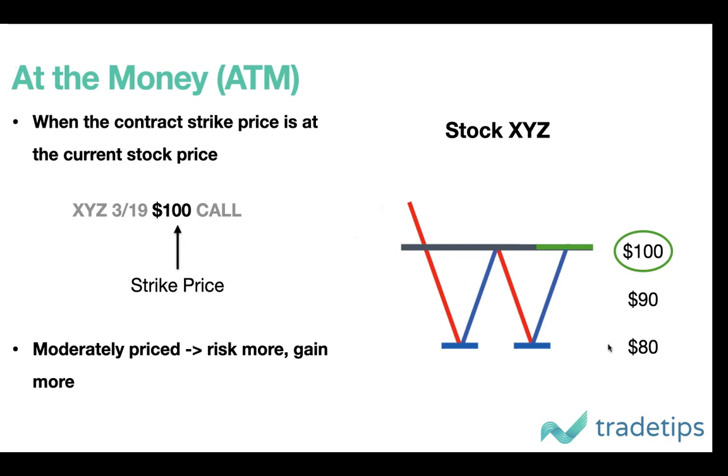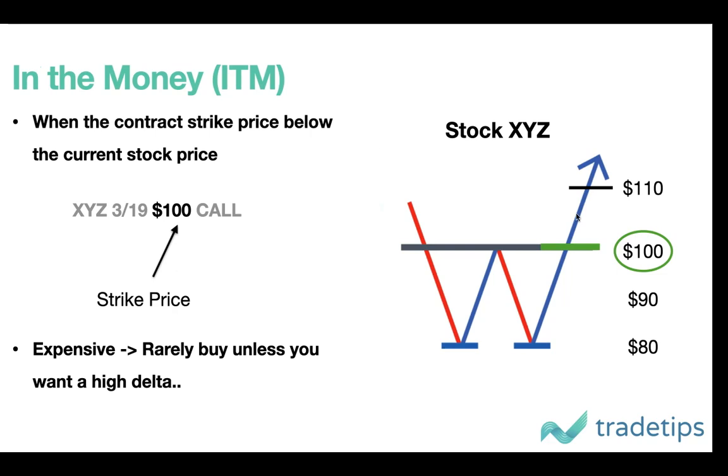So how about if we waited until the price went to $100? Well, if we bought a $100 call, our strike price is equal to the current price, and that's what we call at the money. These are usually moderately priced. You risk more, but you'll also gain more. So if it goes to 110, you'll gain more. If it goes to 90, though, you'll lose more. So that's the double-edged sword with buying at the money.